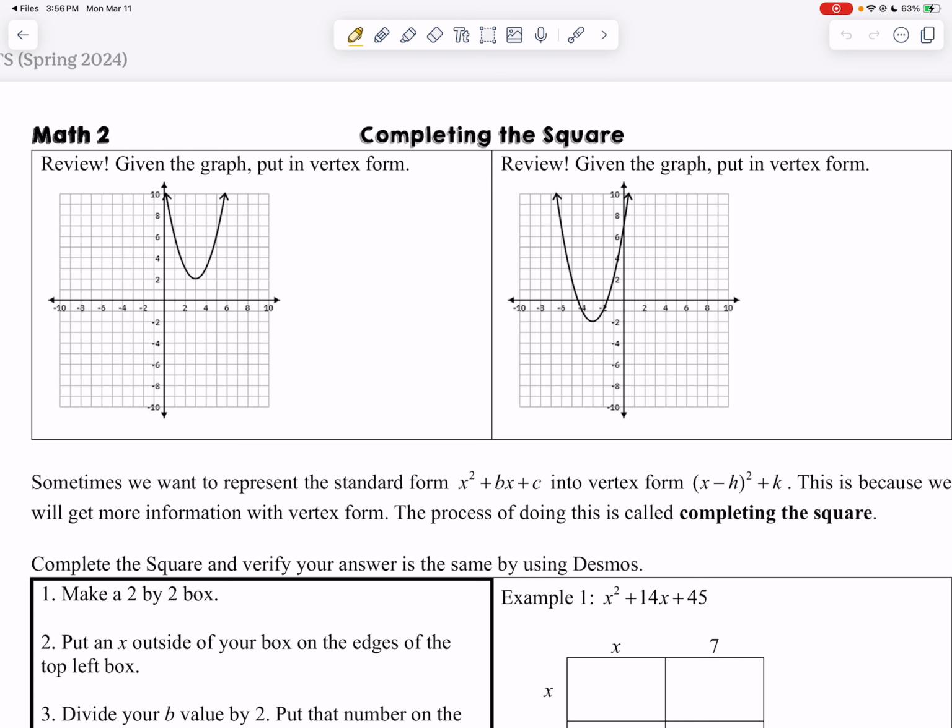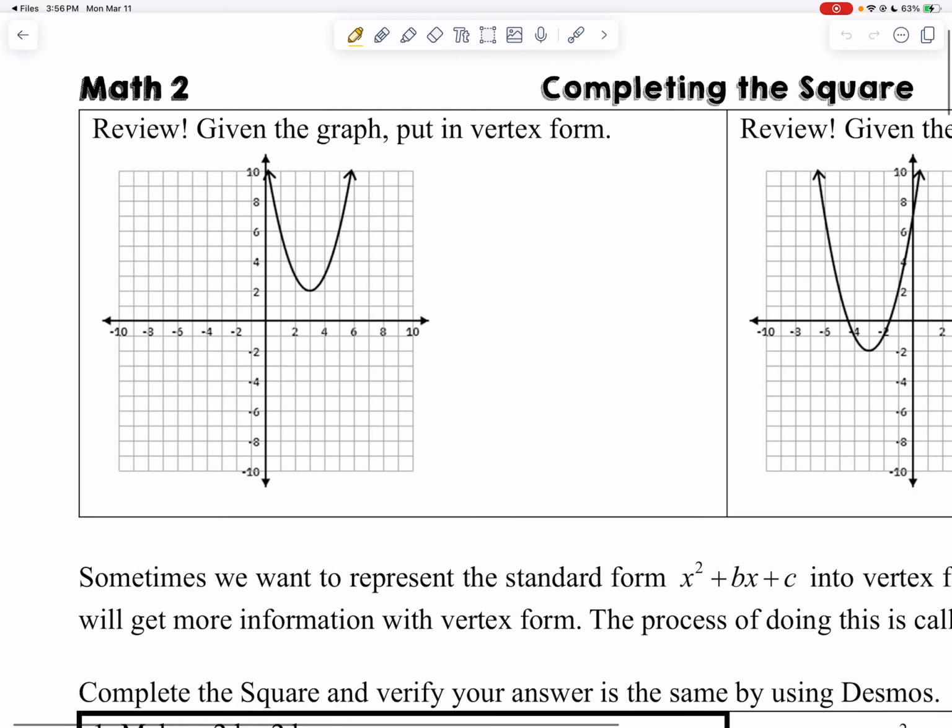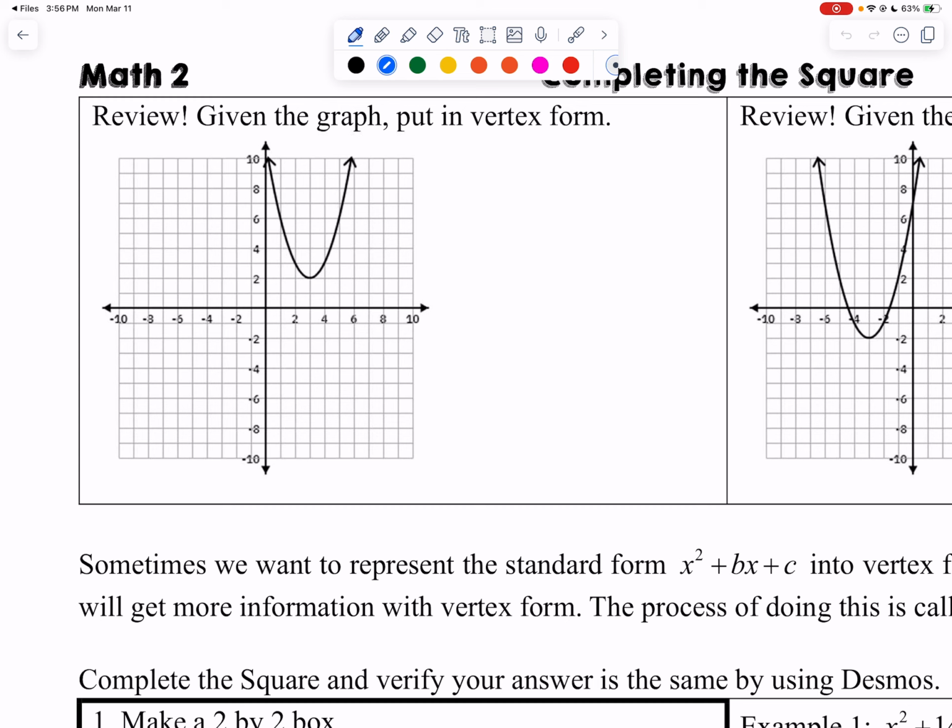Remember, to put this in vertex form, I need the vertex. So here, notice how my vertex is at 3, 2. And remember that vertex form is the form of y is equal to x minus h squared plus k. This tells me that I'm going to go to the right 3 and then up 2. So this tells me that I have x minus 3 squared plus 2.